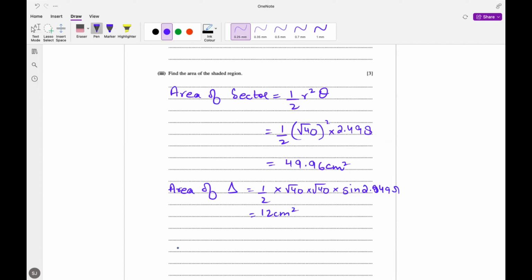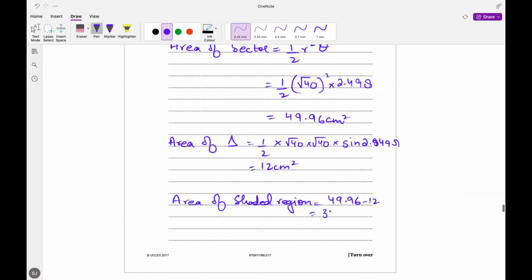Subtracting the two areas, the area of the shaded region will be 49.96 minus 12 centimeters squared, which is equal to 37.95 centimeters squared. To give it to three significant figures, we can make it 38.0 centimeters squared.